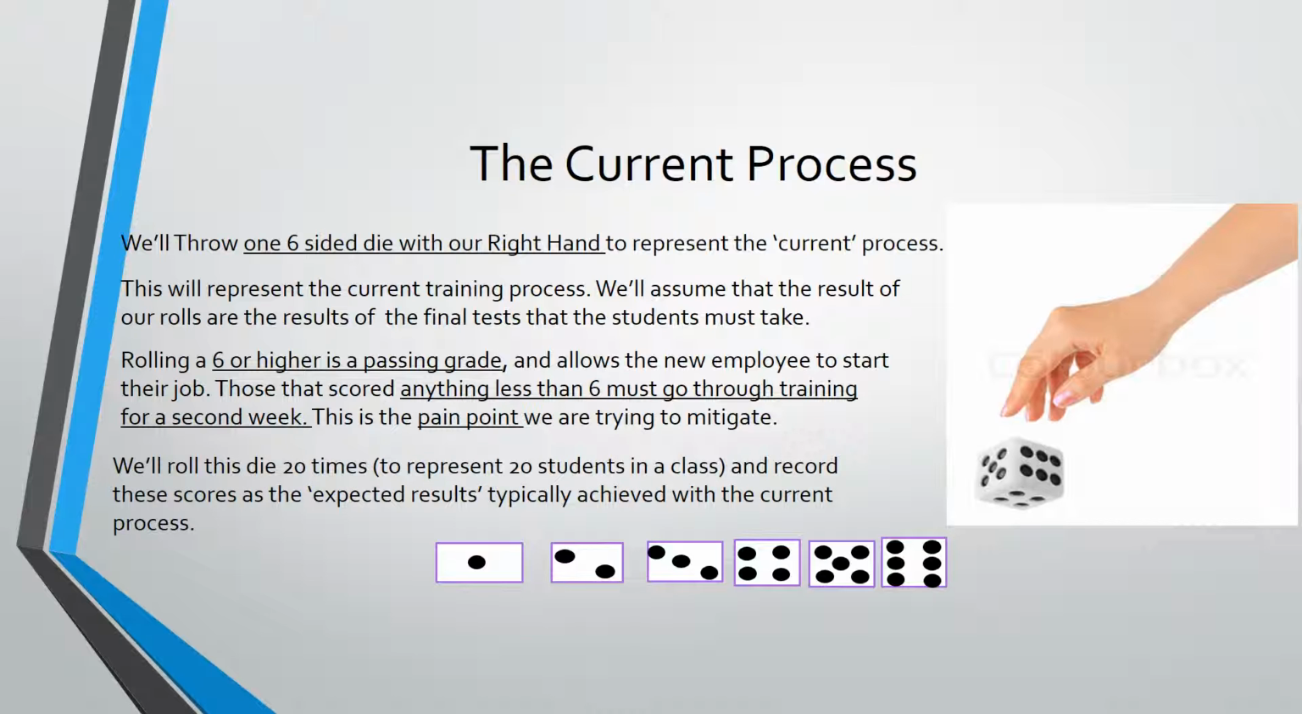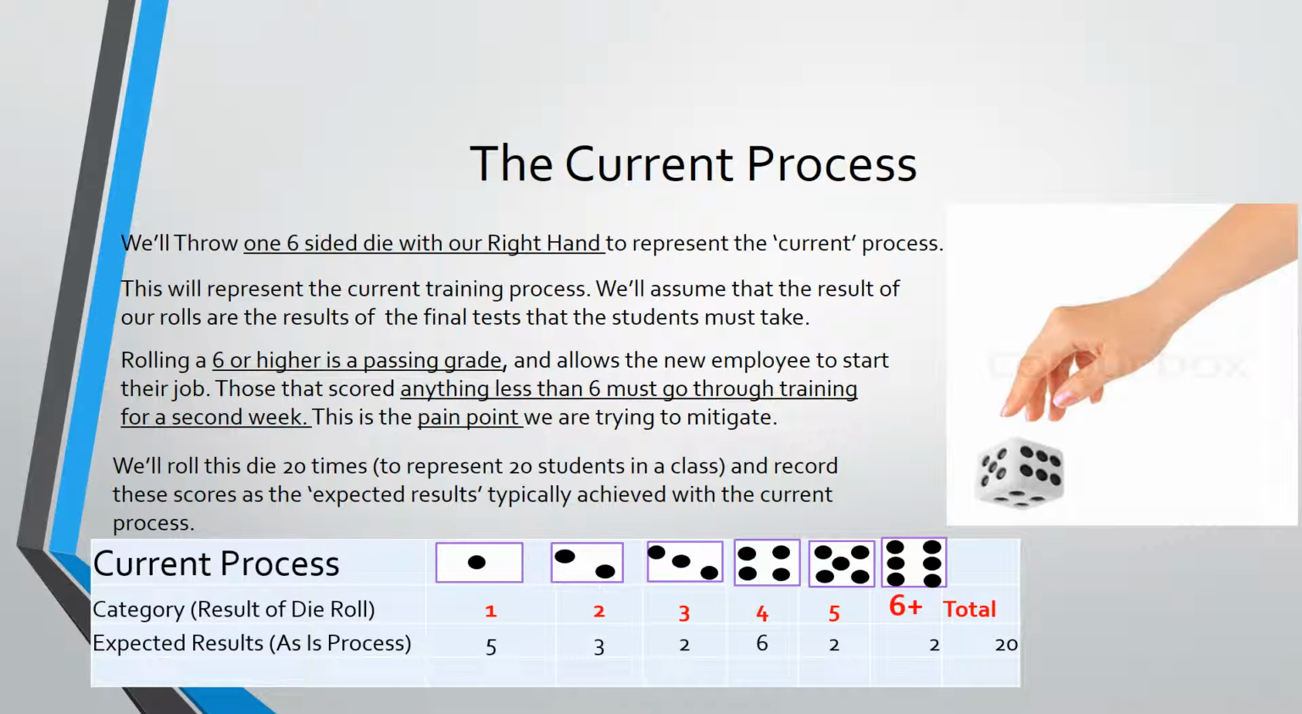So we're going to roll this one die 20 times to represent the 20 students, and we're going to record each of those scores as our expected results that are typically achieved with the current process. So here we go. We had 2 people out of 20 that scored a 6 or higher. This is using the old training method, so this is our normal, par for the course, expected results that we want to improve upon.